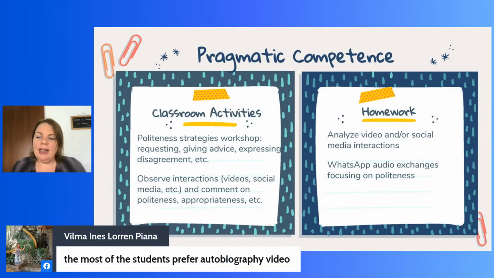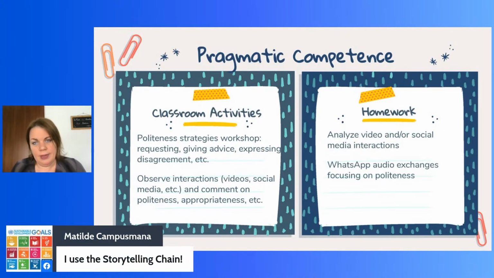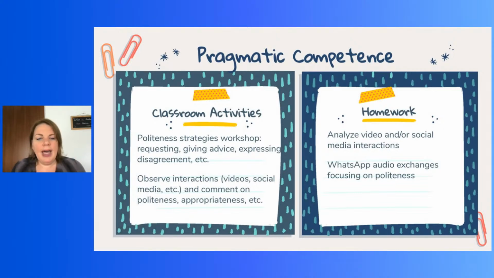And lastly, we have pragmatic competence, in which we can work with politeness strategies in a workshop in the classroom. So we can do things like requesting, giving advice, expressing disagreement, etc. How do we do these things depending on the context? Obviously, asking your friend to lend you his pen is very different than asking your teacher if you can leave class early. So we can work on these types of things using scenarios as a workshop in the class.